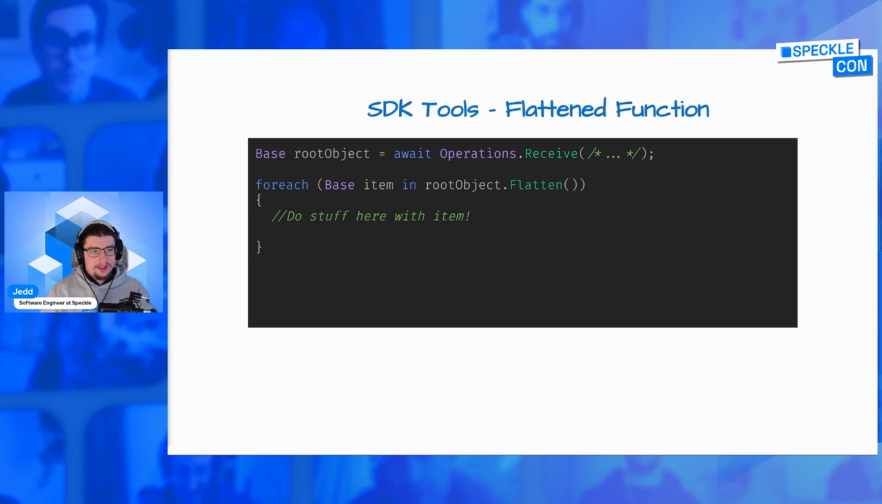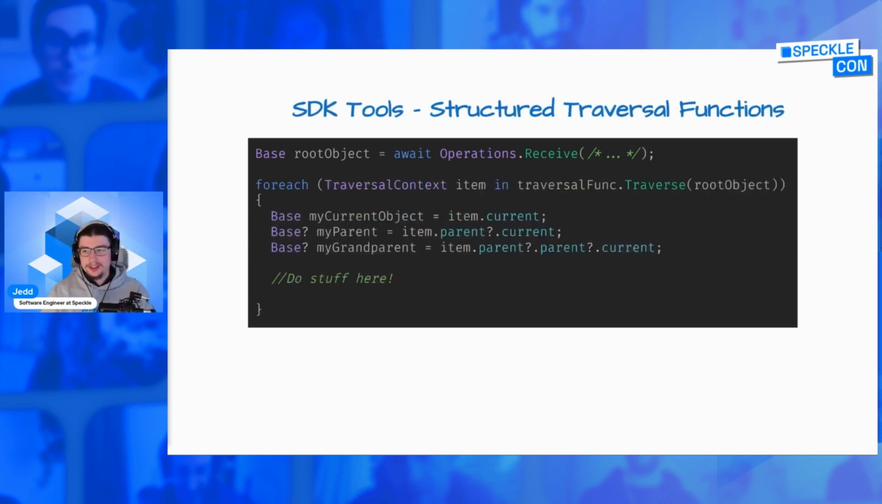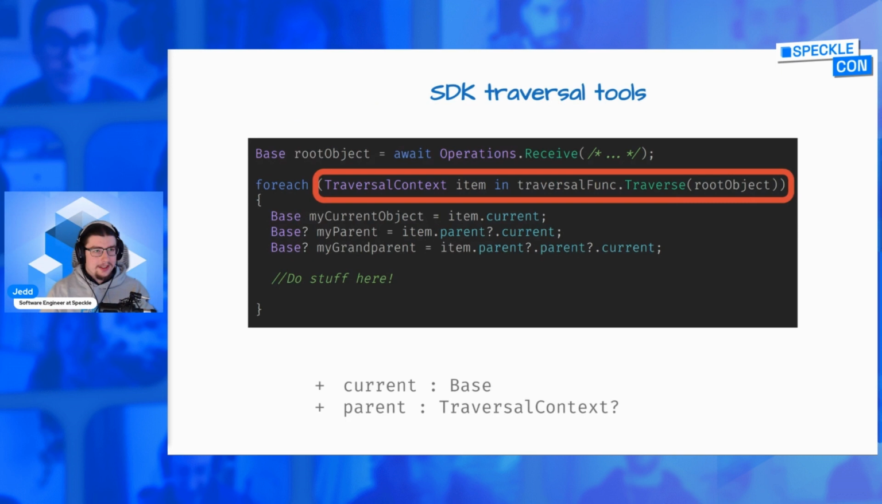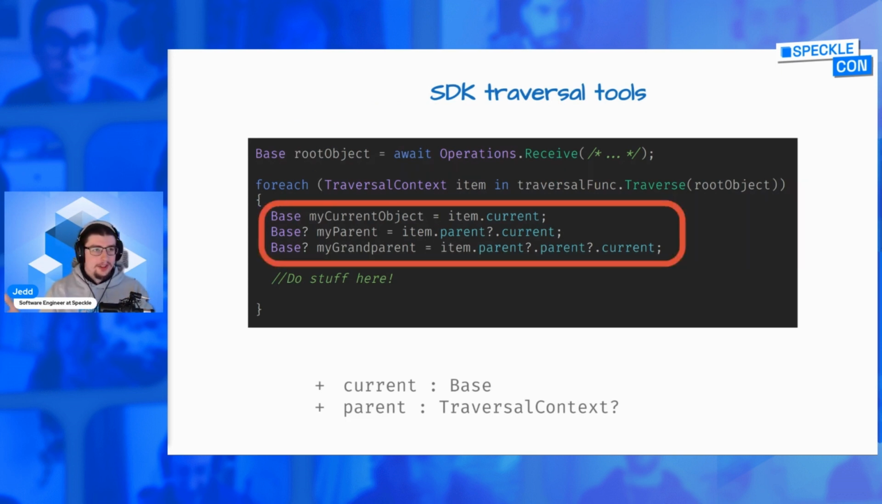So before we had this flattened function looping through each object. Using our graph traversal functions, the code looks very similar. Instead of iterating through the base objects directly, we're using traversal contexts, which are these wrappers around the base object. So we're still consuming objects one by one, but these traversal contexts also give us their parent traversal context. So we're building effectively an inverted tree as we're traversing. And what that allows us to do is walk back up to figure out an object's parent, object's parent's parent, etc.